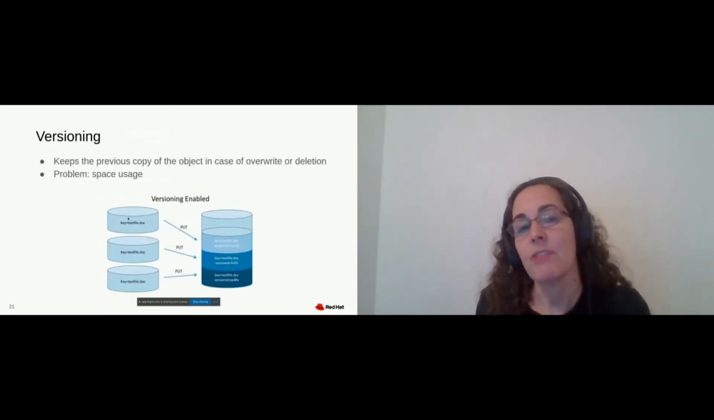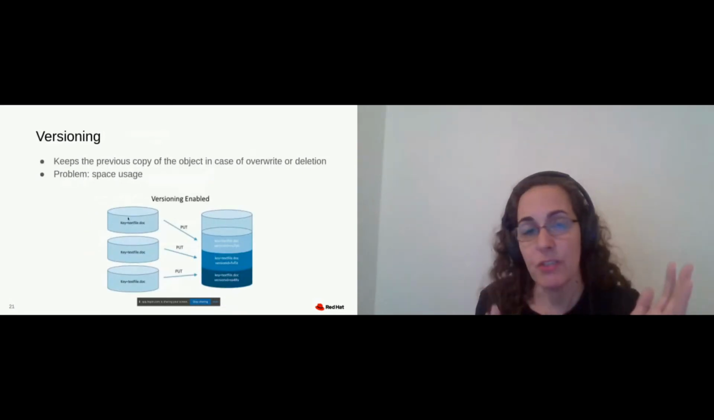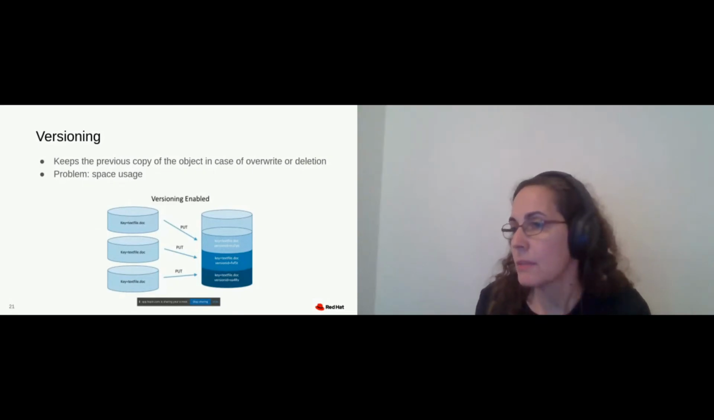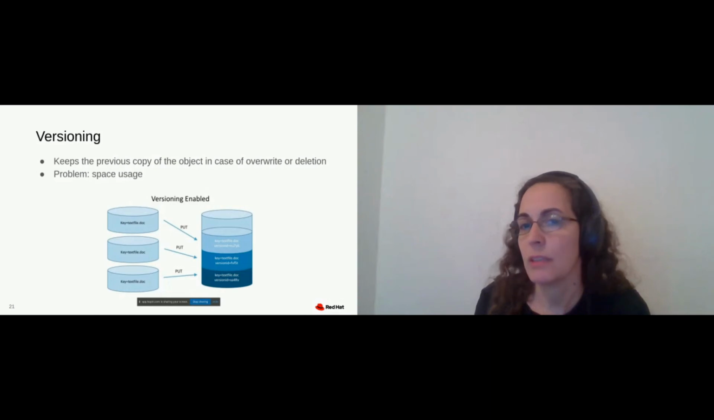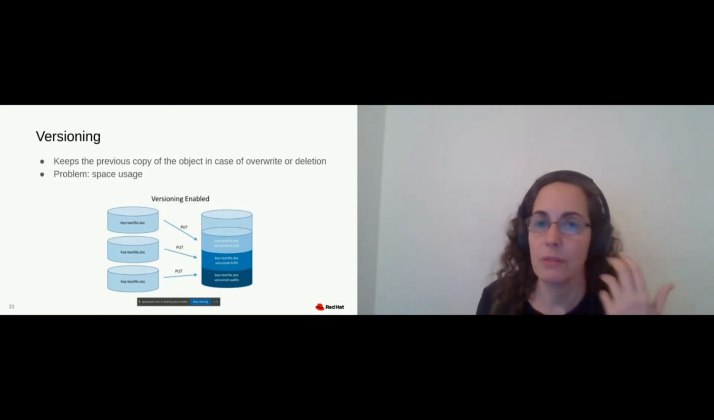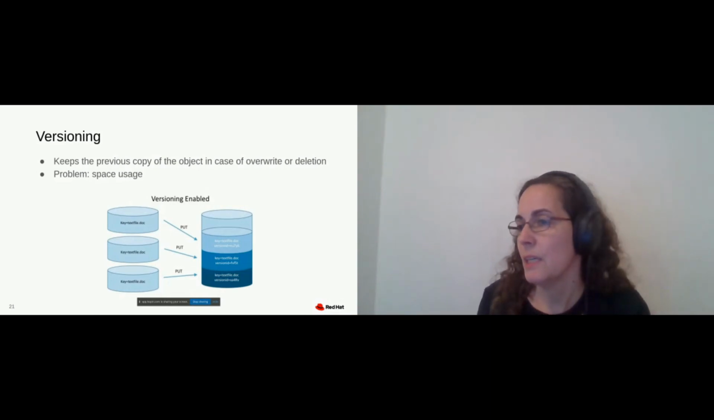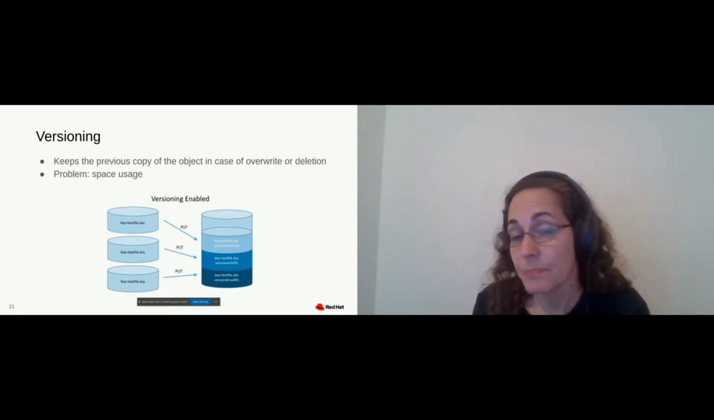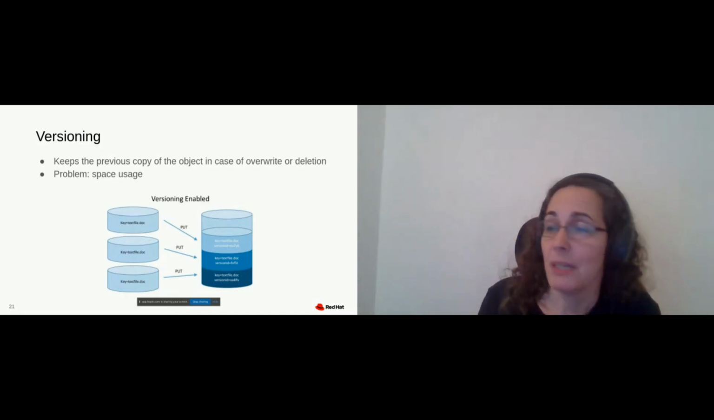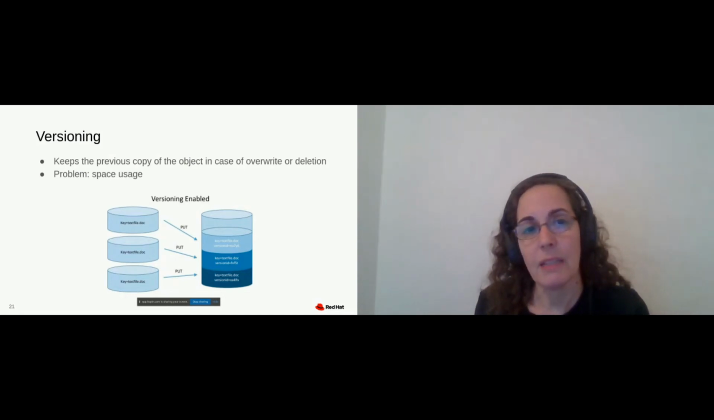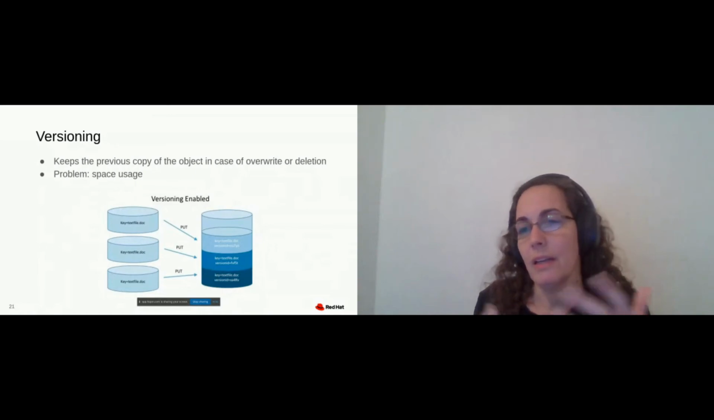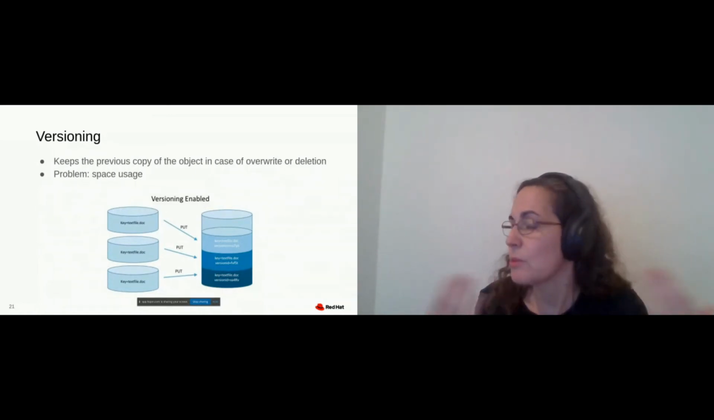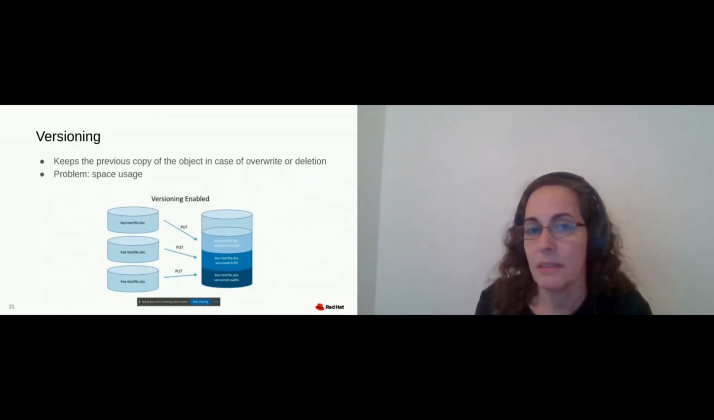So basically, versioning is a bucket feature. You enable it per bucket, and then every time you overwrite an object, the old data won't be deleted, but the new version is added. As you can see, one problem here is that it uses lots of space. So if I have a document that is 5 mega usually, if I have 10 versions of it, I'm using 50 mega. That's a lot.